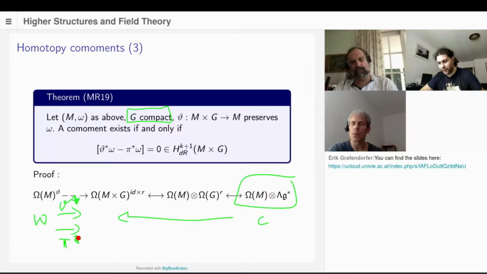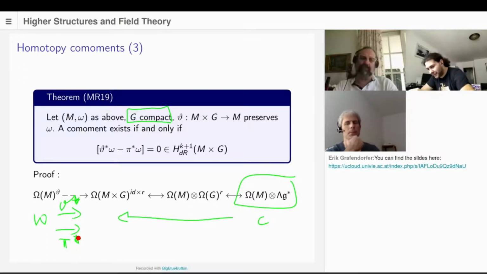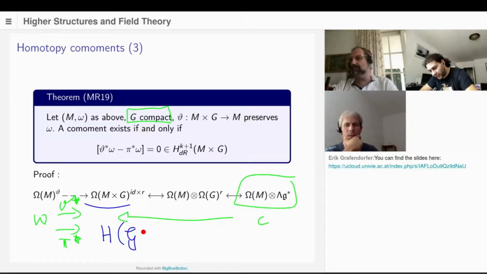So if you like groupoids, you should like this perspective, which basically tells us that the very algebraic L-infinity theoretic definition is in the end just vanishing of a class in the de Rham cohomology of M times G.